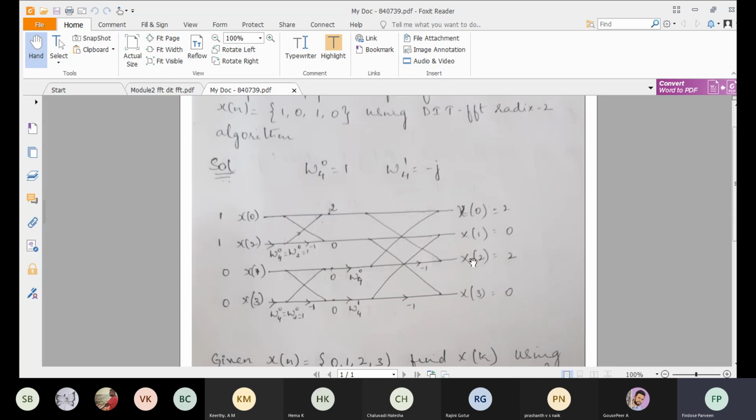Next, x of 2. Here 2 is coming from here. So 2, and this is 0 minus 0 into minus 1, which is 0. So again we get the answer as 2. Here this is 0, and again here it is 0, so this one will be 0. So what is your x of k? 2, 0, 2, 0. If you want to verify, you can verify with the direct computation method we did previously, and you'll get the same answer.